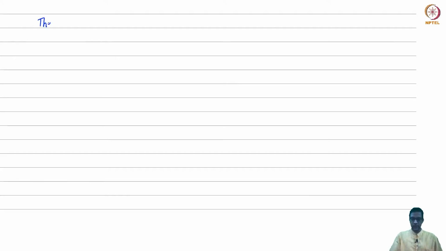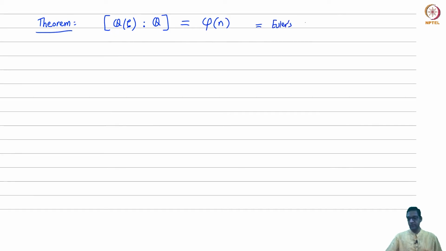Okay, and our goal is really the following theorem, proposition, which says that the degree of this Galois extension is phi of n. So what is phi of n? This is Euler's totient function, which counts the number of natural numbers k from 1 to n that are relatively prime to n.